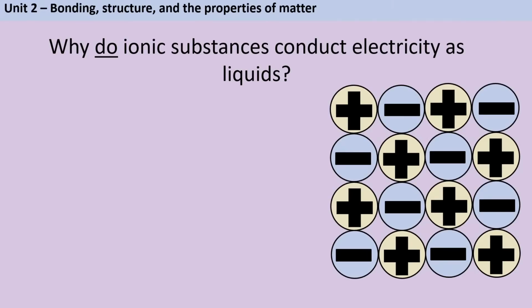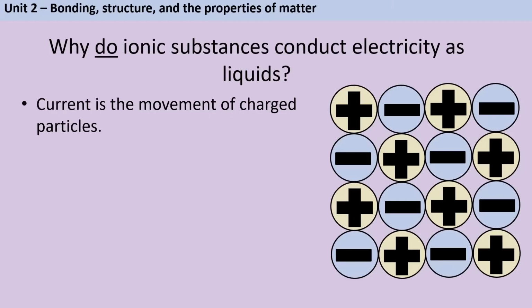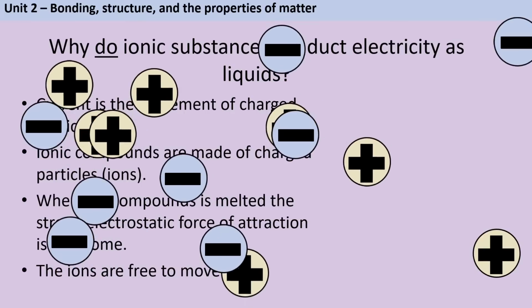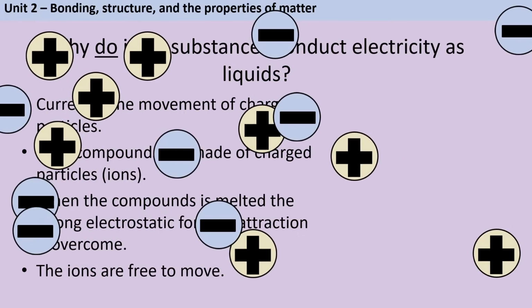Okay, so then why do they conduct electricity when they're liquids? Well, we've just said current is the movement of charged particles. So when the compound is melted, or when it's dissolved, that strong electrostatic force of attraction is overcome and the ions are free to move, and off they go like that.